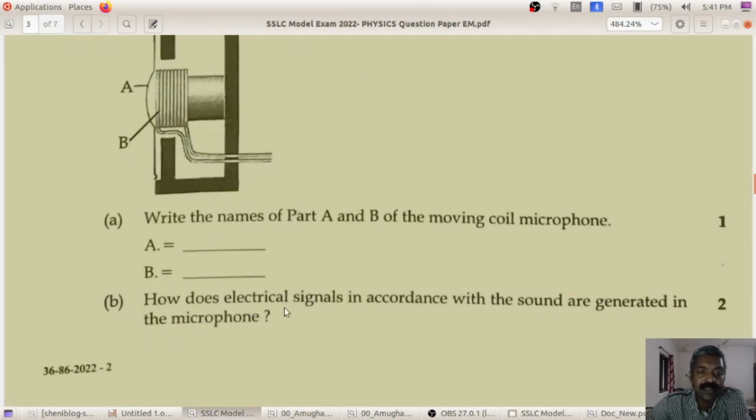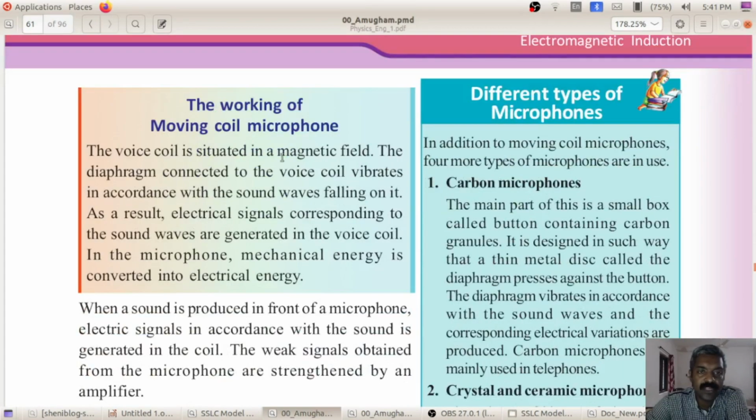And how are electrical signals in accordance with the sound generated in the microphone? The voice coil is situated in a magnetic field. The diaphragm connected to the voice coil vibrates in accordance with the sound waves falling on it. As a result, electrical signals corresponding to the sound waves are generated in the voice coil.